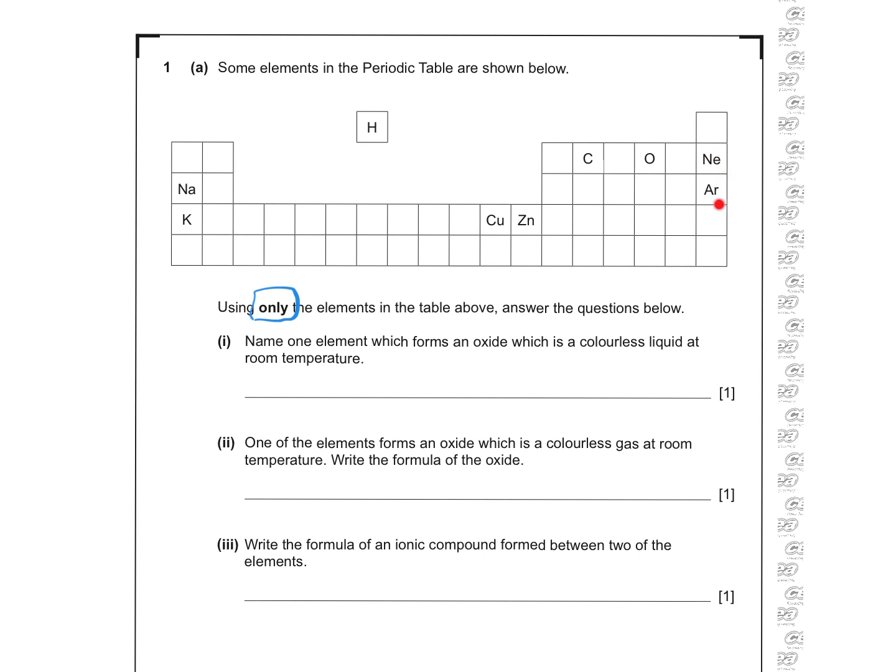And these don't react, the noble gases. They've got a full outer shell of electrons, which makes them stable. So it's going to be hydrogen, because when hydrogen reacts with oxygen, it produces water. And again, I'm careful here to give the name, not the symbol.